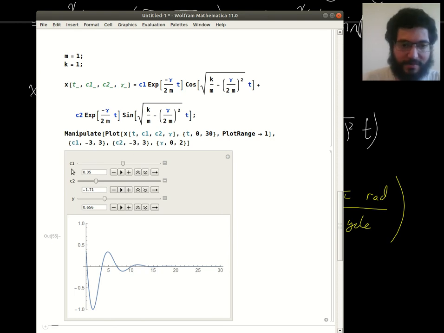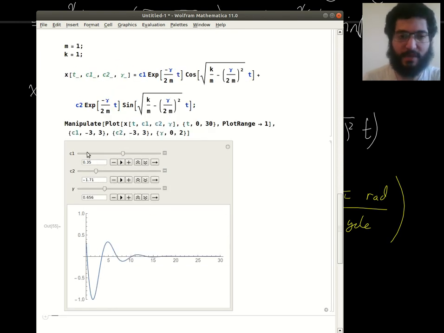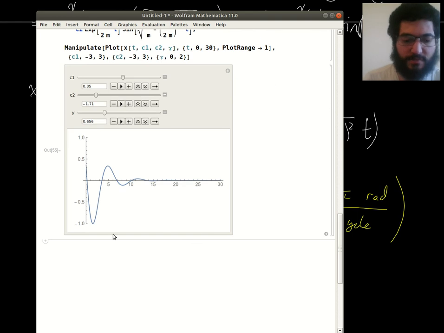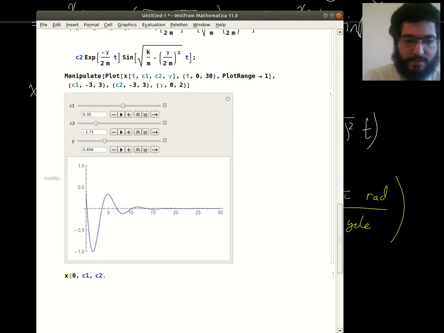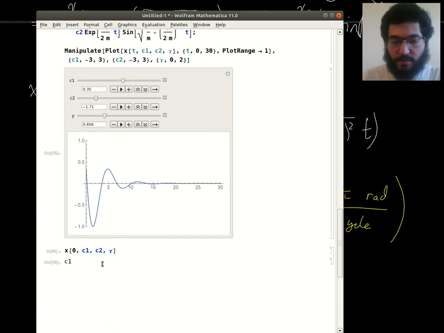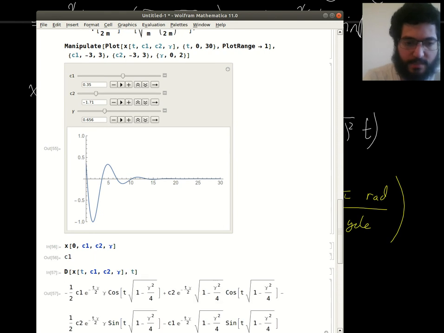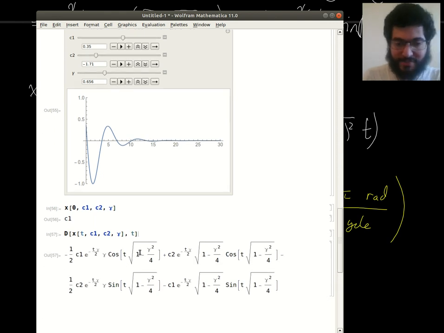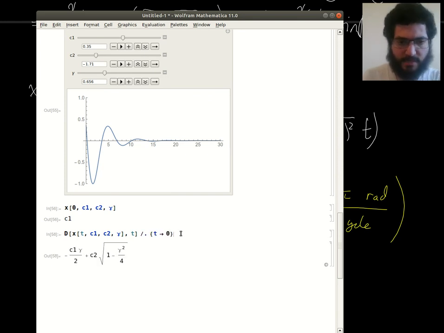Okay, let's now go ahead and replace C1 and C2 by actual initial condition values, like x naught and v naught, initial position and velocity. So I've got x of 0, C1, C2, gamma. Let's do everything in terms of unknown gamma. That's actually just C1, so that's nice. And then let's look at the derivative of this thing with respect to t. It's this complicated stuff, right? Four terms, because you have to do product rule on two of the terms. But then we plug in t equals 0. We should only have two terms there.